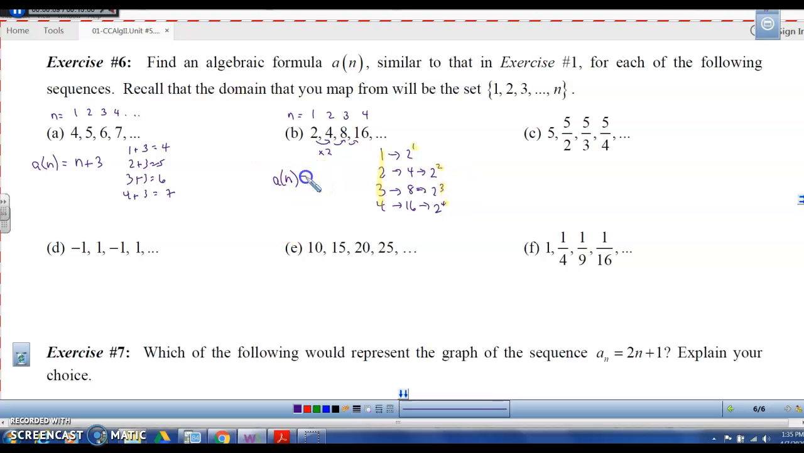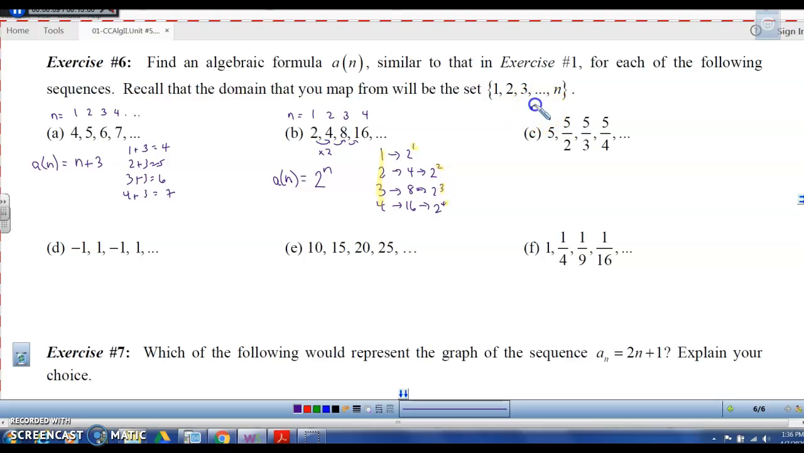So I could say a of n is equal to 2 to the n. When I plug in the n value here, I get these numbers. If n is 2, I plug in 2 there, I get 2 squared, and so on and so forth. Okay, so your rule for this one is going to be a of n equals 2 to the n, and that gives me this sequence.